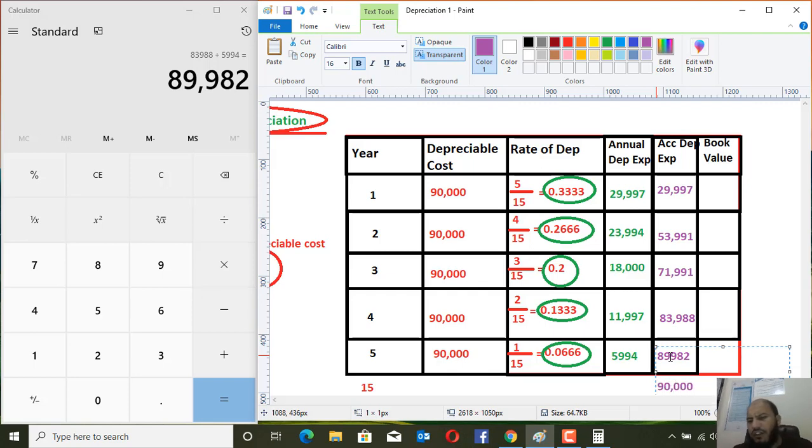But we had a result of 89,982, so we face an 18 rupees difference here, and this 18 rupees difference is because of the decimal values that we had over here.